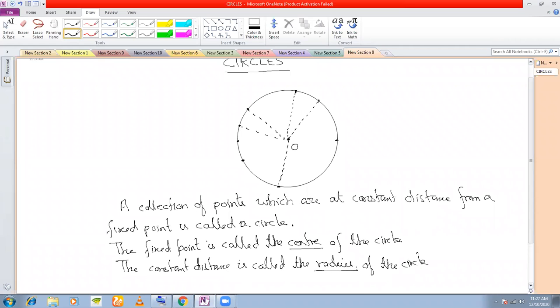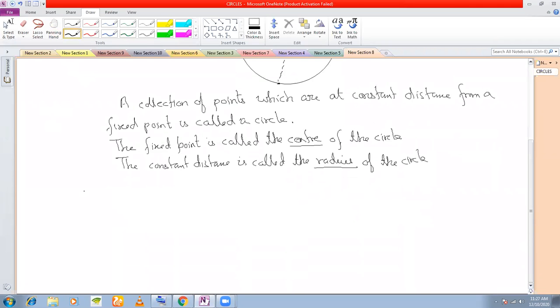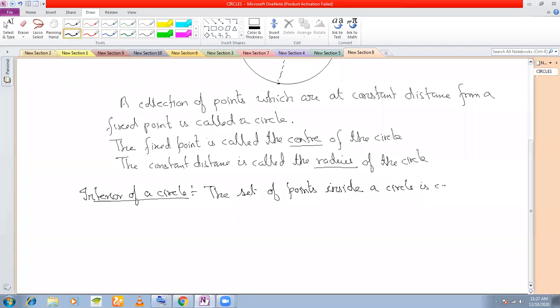It is nothing but a collection of points. Next, what we define is called the interior of a circle, and we finish with this definition. The set of points inside a circle is called the interior of a circle.